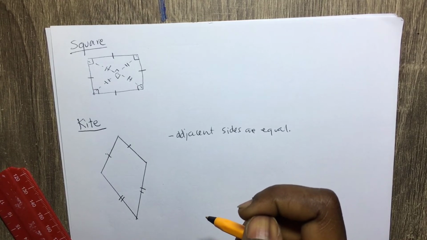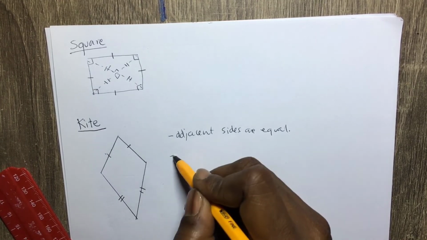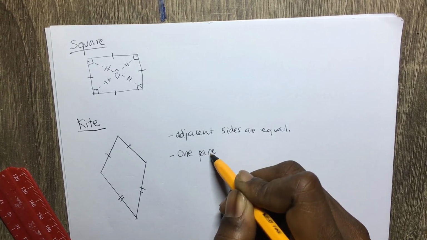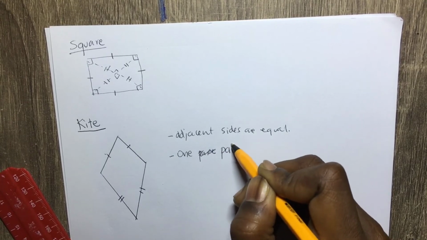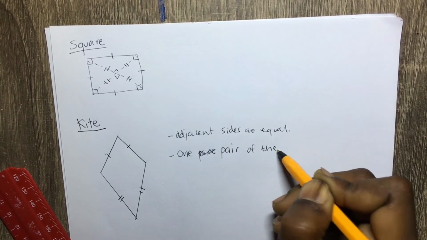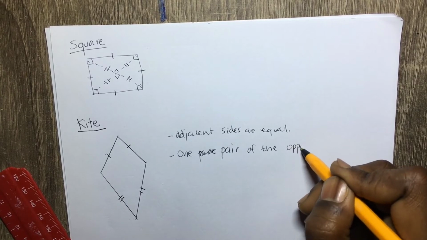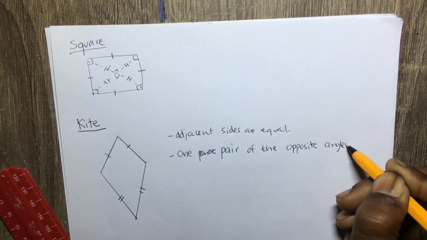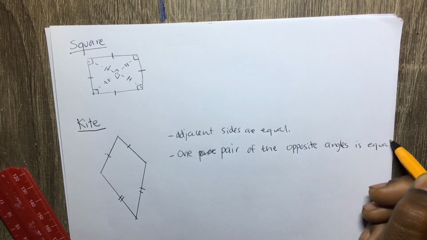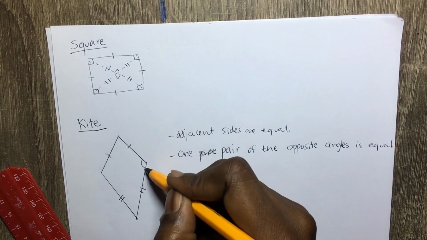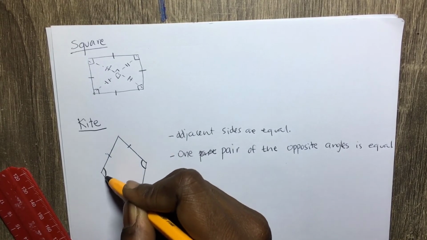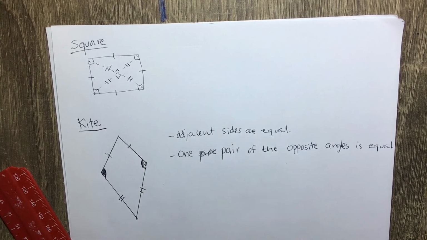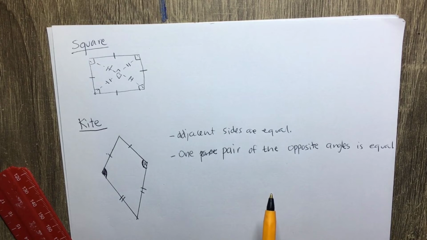And then what we need to know is that one pair of the opposite angles is equal. So this pair of opposite angles are the same. So if they tell you that this is 70 degrees, this will also be 70 degrees because of that.